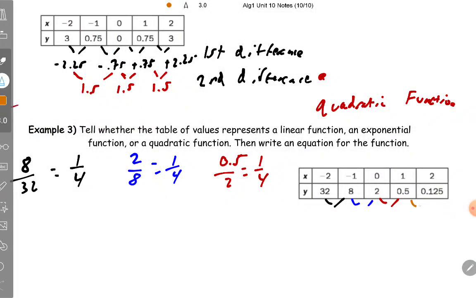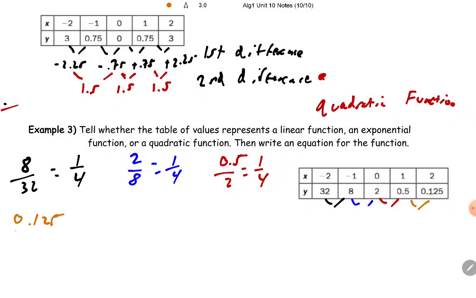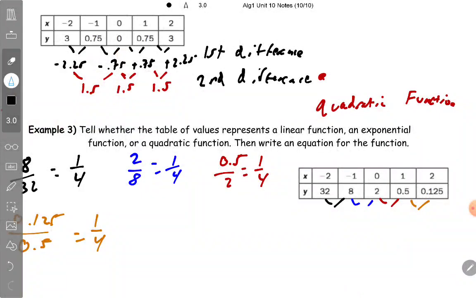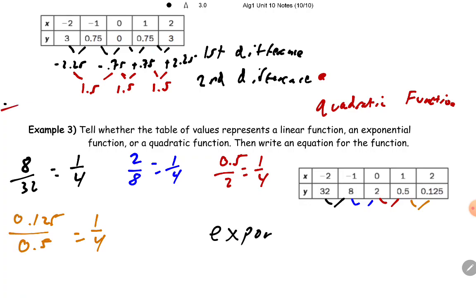And last but not least, 0.125 goes into 0.5 4 times. So how the next number is obtained is we multiply it by a fourth. 32 times a fourth is 8, times another fourth is 2, times another fourth is 0.5, and so on. So this is known as an exponential function.